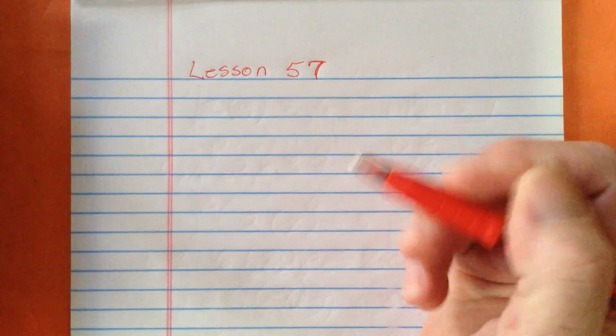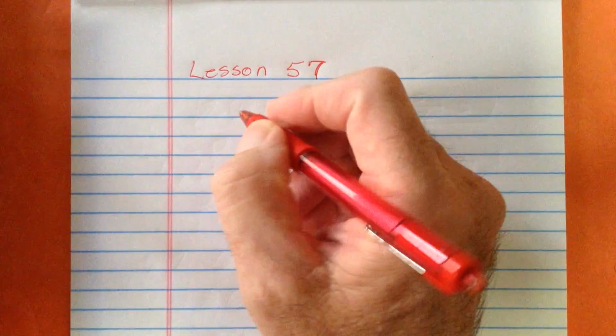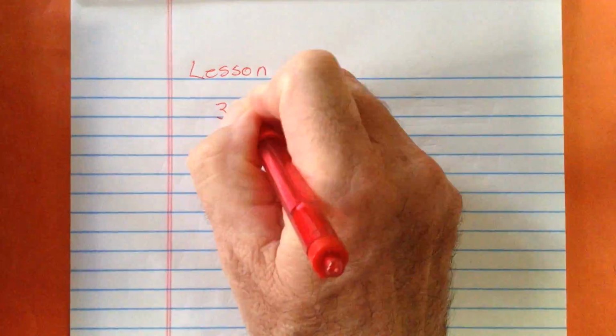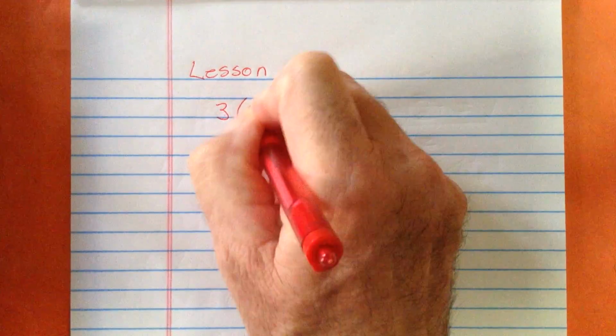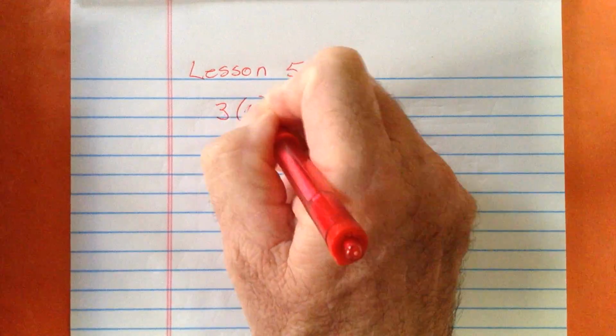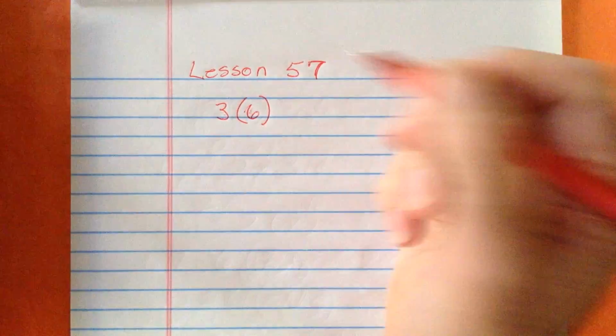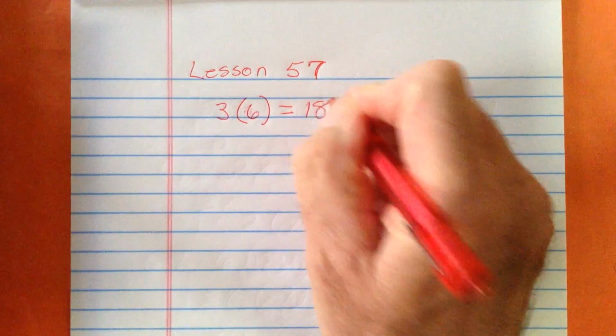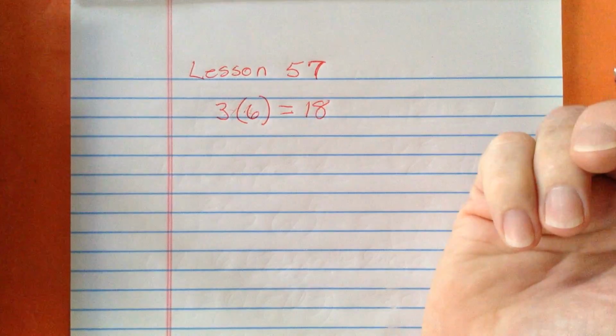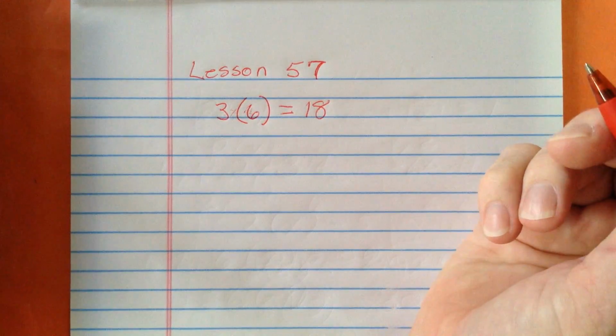With algebra, lesson 57, when multiplying, this is how you see multiplying. They don't put a symbol here. They go 3 times 6. They'll put in the parentheses. So 3 times 6 equals 18. That way you don't have a times that you might get mixed up with a missing number.